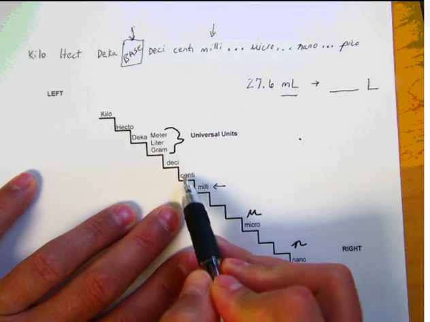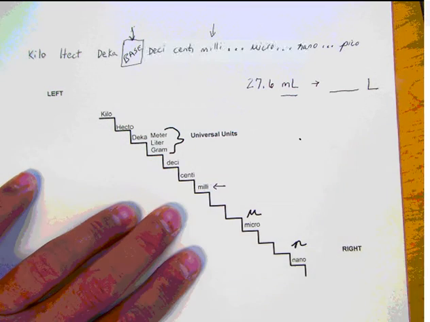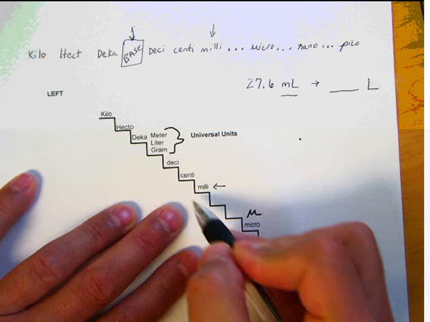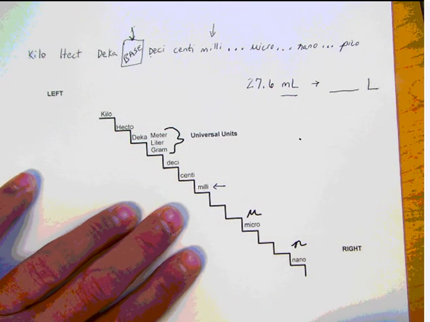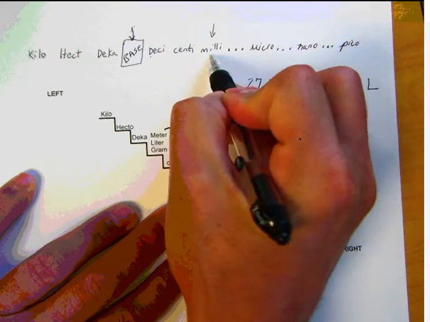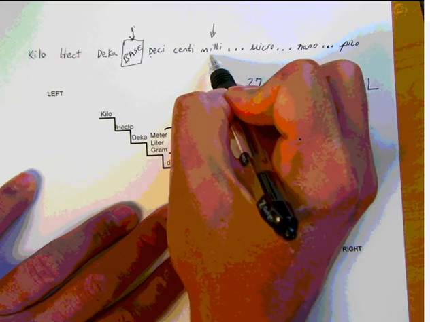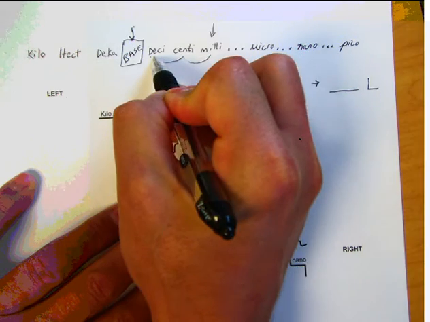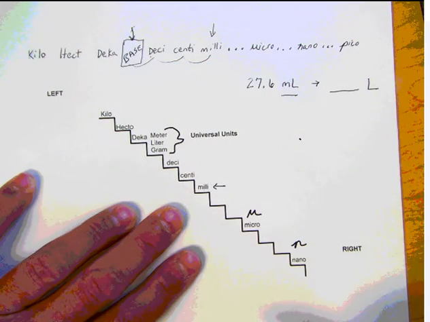You count 1, 2, 3, and in this case we're going up or to the left. You count 1, 2, 3. That's how many decimal places we're moving. You start here and you count the movements. 1, 2, 3. That's how many places you move.